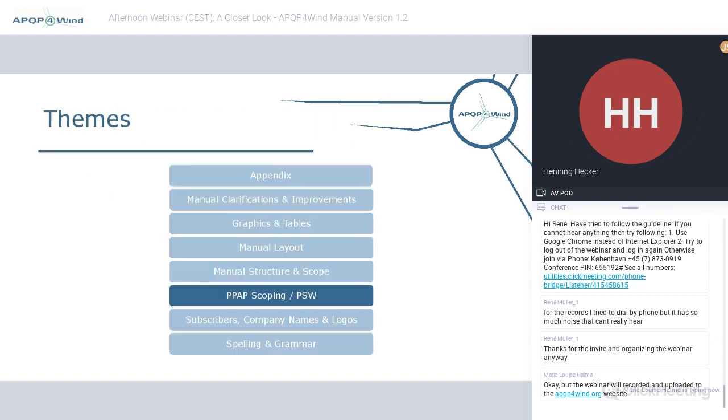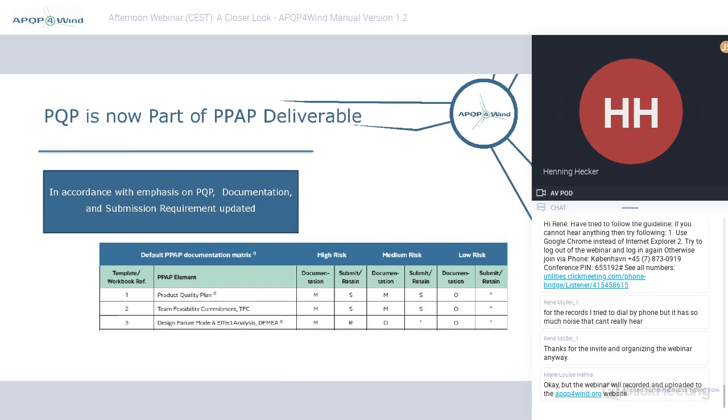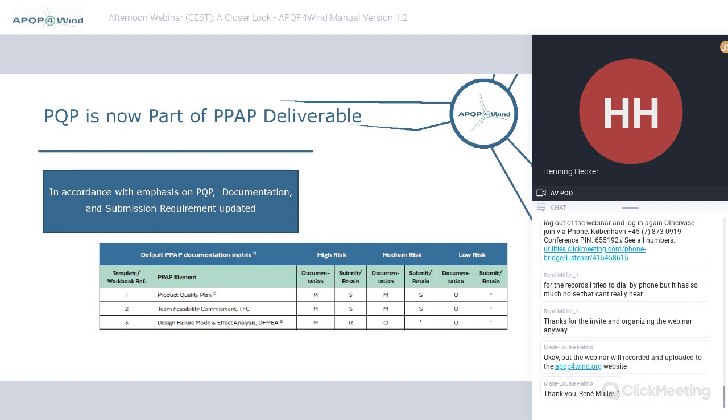Okay. The last thing was PPAP scoping and the part submission warrant, so PSW. Like I mentioned in the beginning, and this is very important for us, we added information about the PQP in this table. It was missing in the 1.1 version. We now have it available in the 1.2 version, as we changed it in the workbook as well. So the high importance of the PQP shows up now. And as you can see, it is mandatory according to the high risk or the medium risk, and for the low risk it is not required.